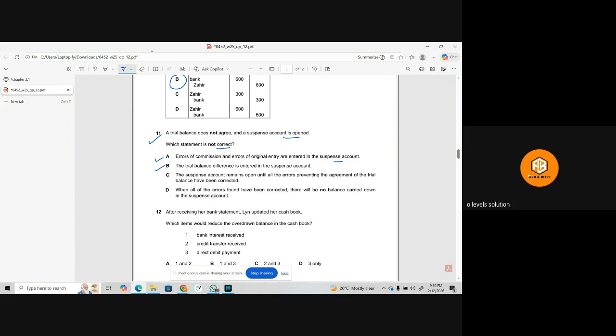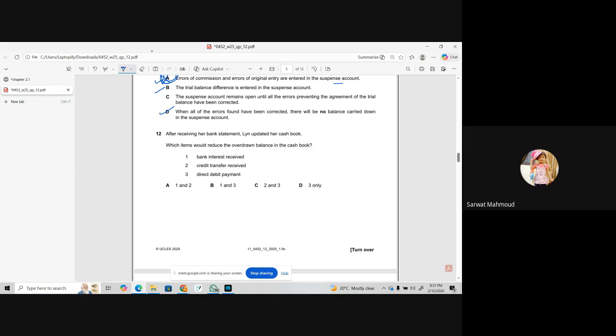So C is also right. D is saying the statement is not correct. D is that when all the errors found have been corrected, then there will be no... Yeah, that's also correct. So A is the right option.